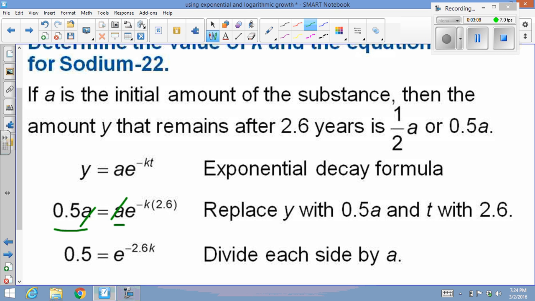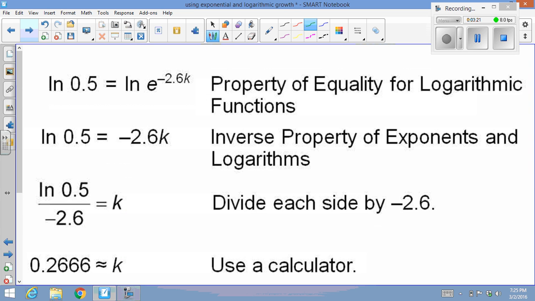Well, again, we want to solve that equation. In order to solve it, we're going to have to get rid of the exponent up here. Since I have a base e, that tells me I'm going to want to take the natural log of both sides. So if I take the natural log of both sides, I would have ln of 0.5 equals ln of e to the negative 2.6k. Since I have the log base e of e, that's going to cancel out, and that's just going to be 1.